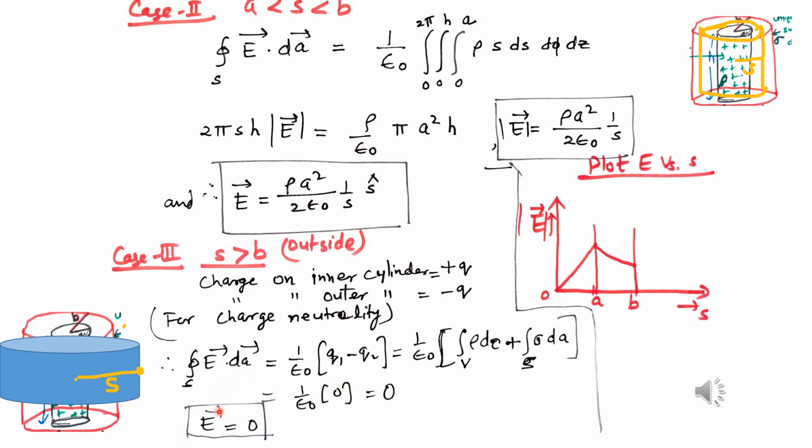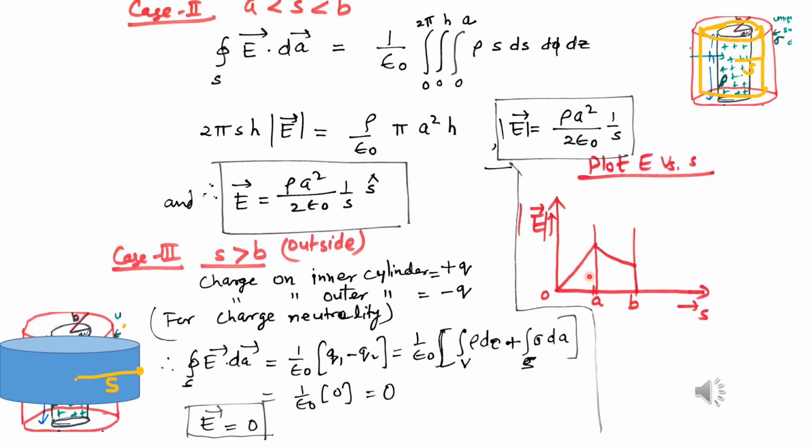So the magnitude of E equals 0, that is, the electric field is 0 at an outside point, because the plus Q charge was on the inner conductor and the outer side had minus Q, so that's why it is 0. And if we plot the variation of electric field with the distance s, from the center up to radius a, it increases. E is directly proportional to s.